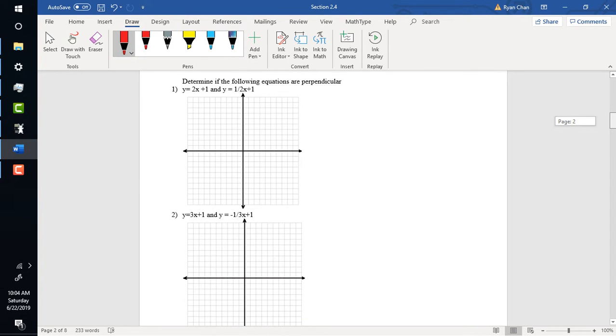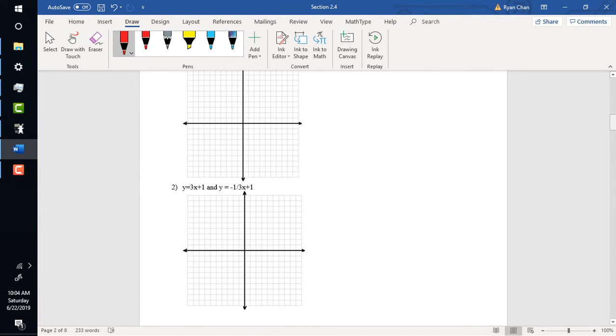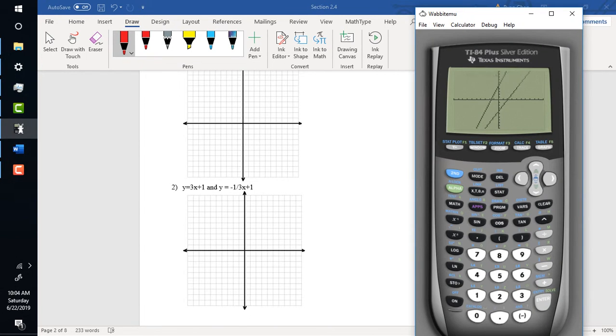So how do we know something is perpendicular? Let me graph number 2 here. I'm graphing 3x plus 1, and I'm graphing negative 1/3. Just to be careful, I'm going to put the 1/3 in parentheses. I think it doesn't really matter, but just in case. So I'll graph it here, and this will make a perpendicular graph.